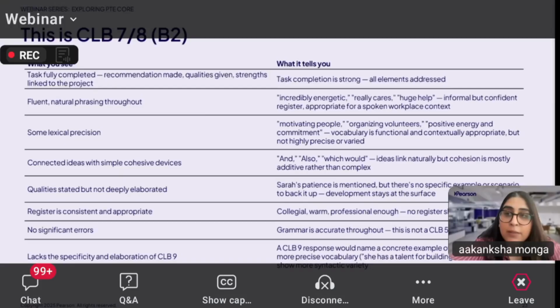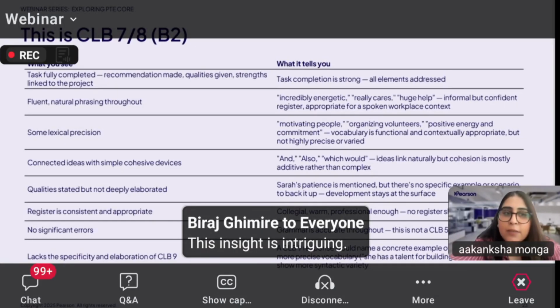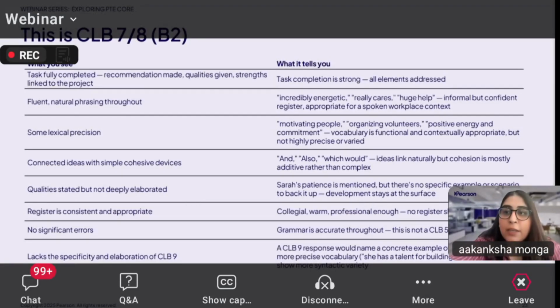There are linking devices that are used for coherence here. However, the linking devices in this response are largely additive. So the linking devices are words like "and" and "also". These are all linking devices that serve to add another point. But linking devices go beyond that as well. They do add ideas, but they can serve other functions as well. We see a bit of that lacking here.